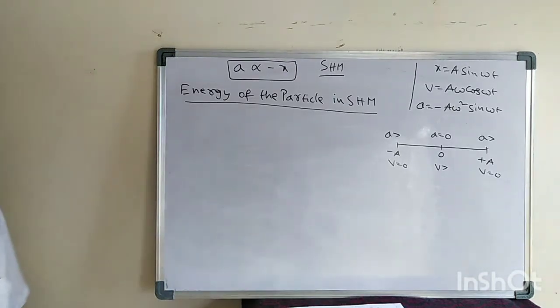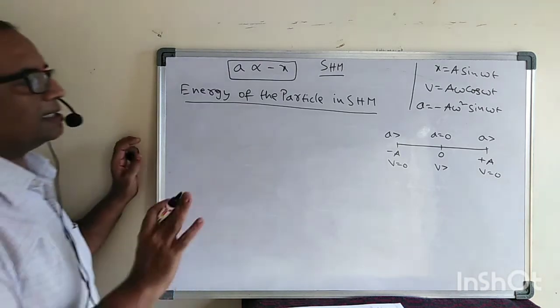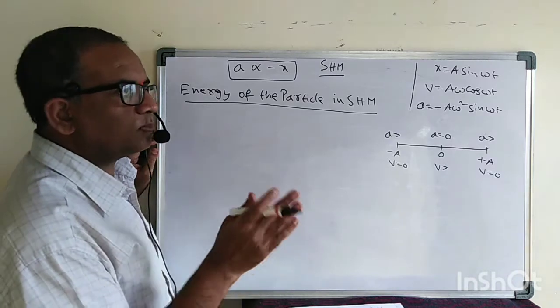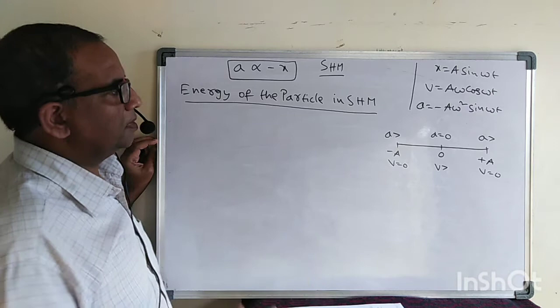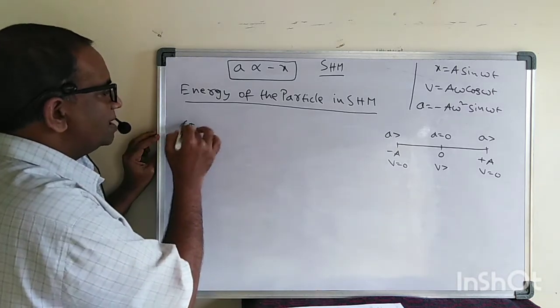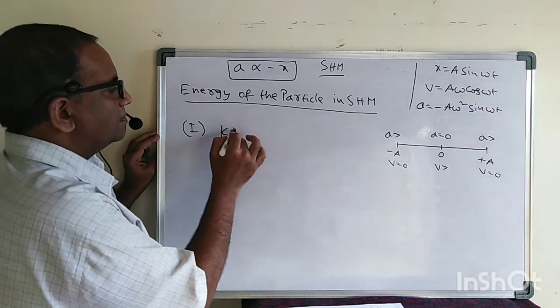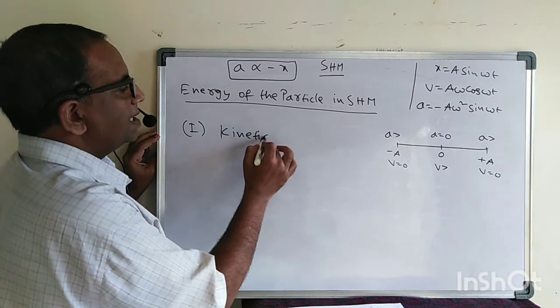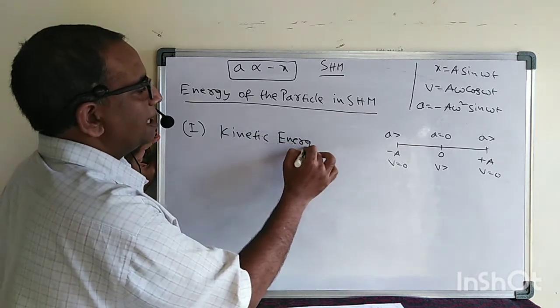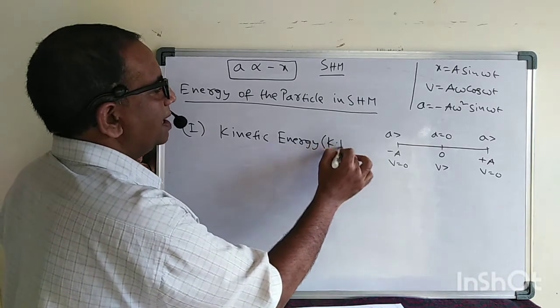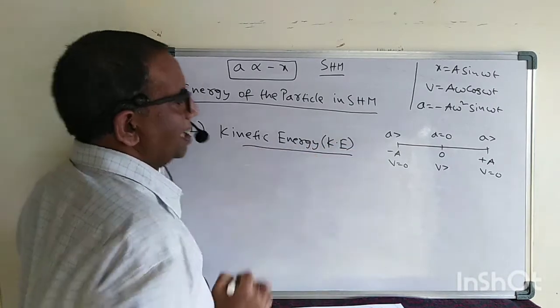So today we are going to discuss the energy of the particle in SHM. What is the energy of the particle in SHM? It will have both potential energy as well as kinetic energy. First we'll start our discussion with kinetic energy. What is the kinetic energy of the particle in SHM? We represent kinetic energy with the letters KE.